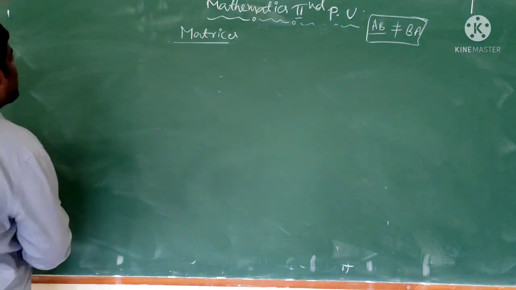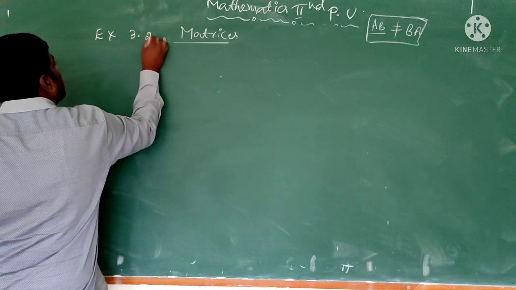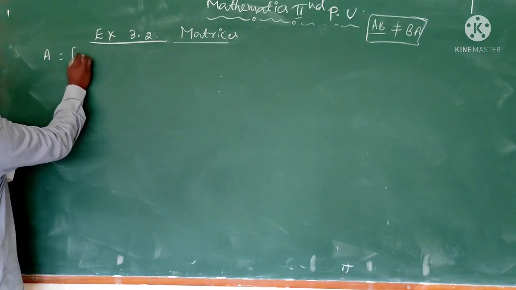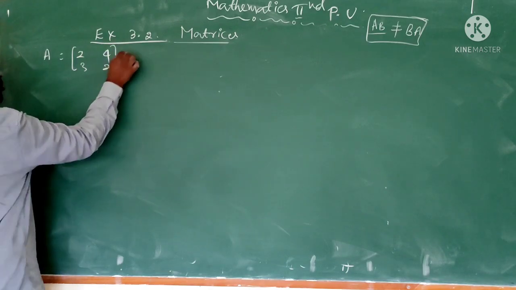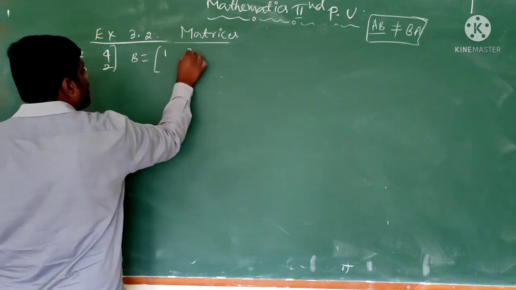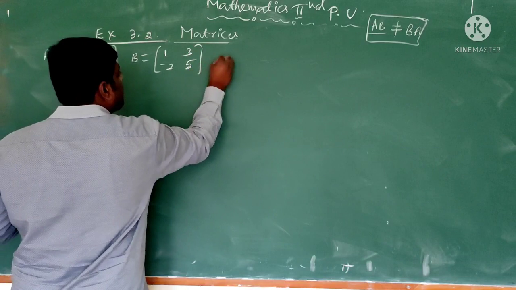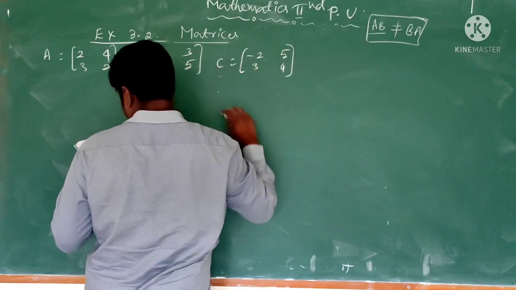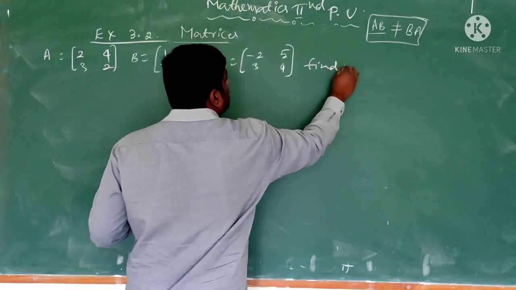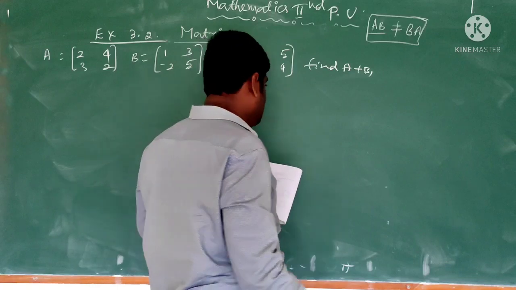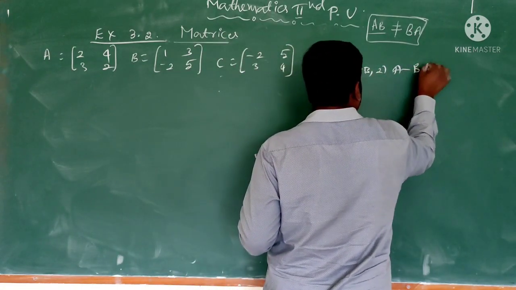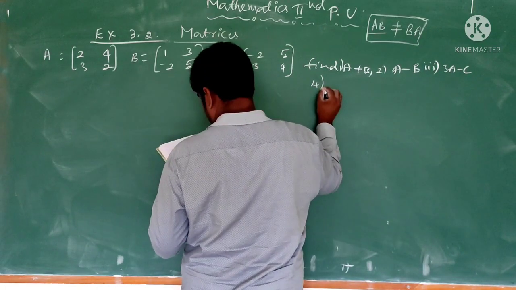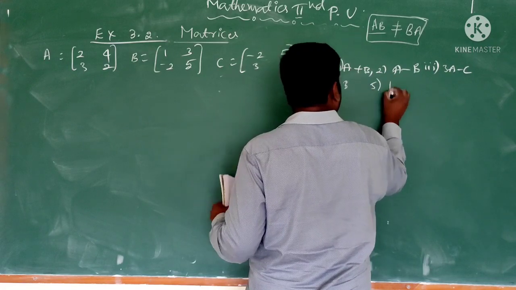So now come to Exercise 3.2. Let A is equal to [2, 4; 3, 2], B is equal to [1, 3; -2, 5], C is equal to [-2, 5; 3, 4]. Find A plus B, A minus B, 3A minus C. I want to find AB and BA. Okay.